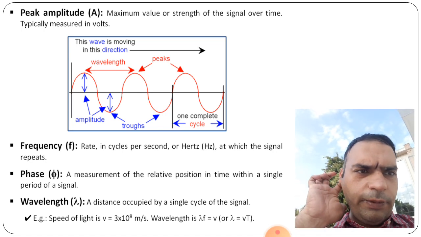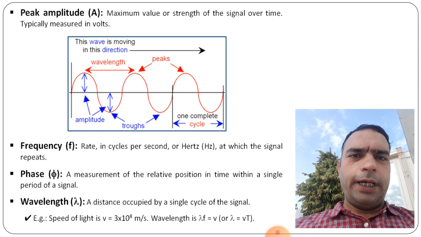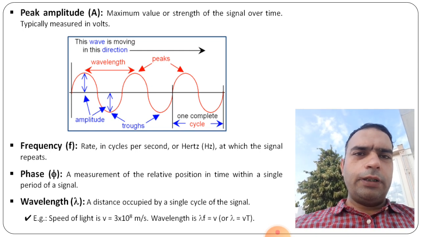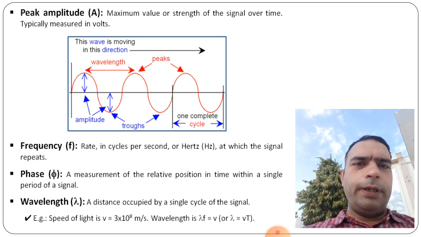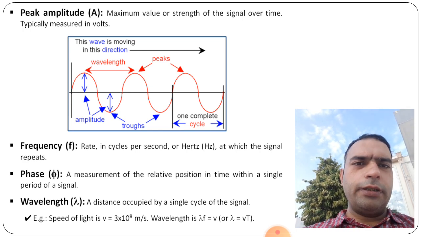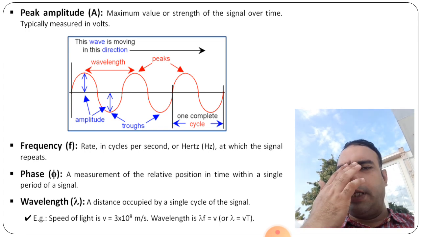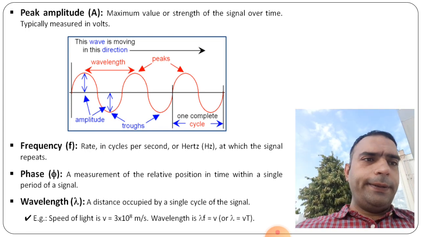So here some different terms are also there. The frequency that is given here: frequency can be measured in hertz, or in cycles per second. So the rate at which the signal repeats is called the frequency.